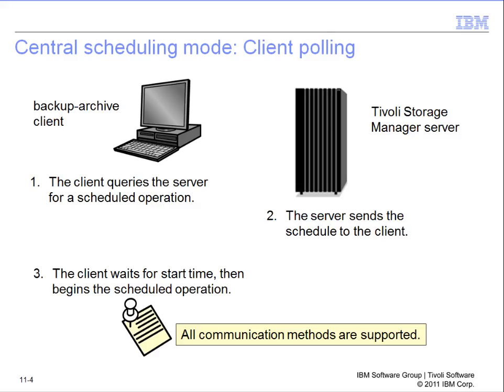Central scheduling mode, client polling. With client polling, the process is started by the client. The client is going to query the server looking for scheduled operations. The server will then send the schedule to the client, and the client waits for the start time and begins the schedule operation, initiated by the client.